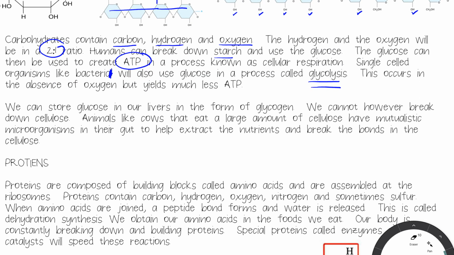As stated before, we can store glucose in our liver in the form of glycogen, and we can't break down cellulose, which I said. But cows have a diet that has a lot of cellulose in it, and in order for them to basically extract the nutrients, they need a mutualistic relationship in their gut with some microorganisms, and it's mutualistic, it's plus, because the microorganisms will extract out the nutrients from the cellulose, and the cow gives those microorganisms a place to live. So it is a mutualistic relationship.